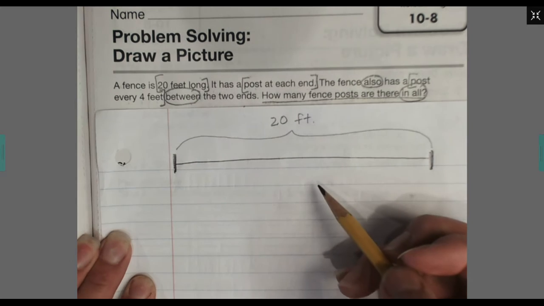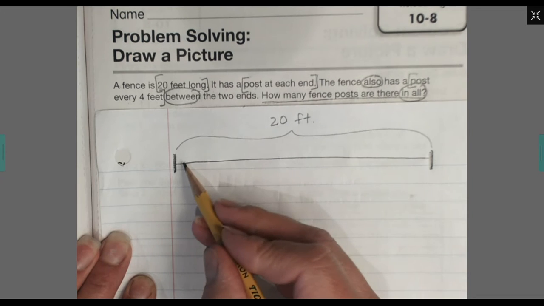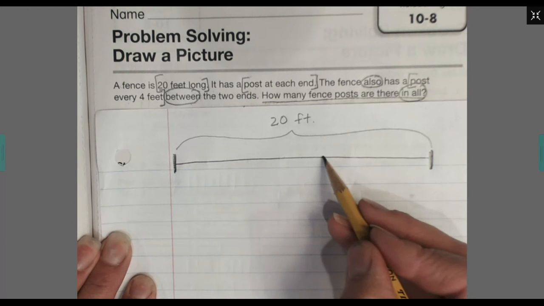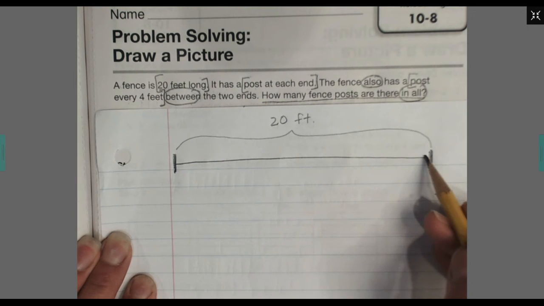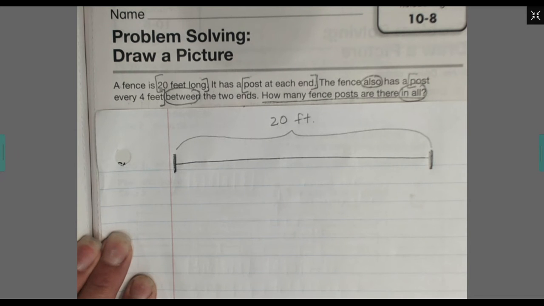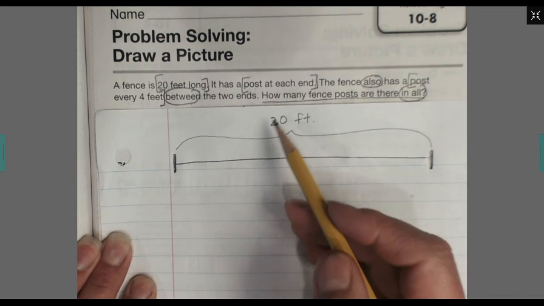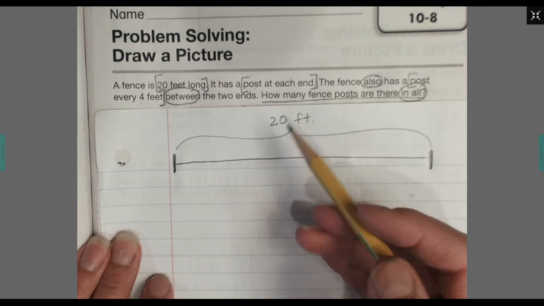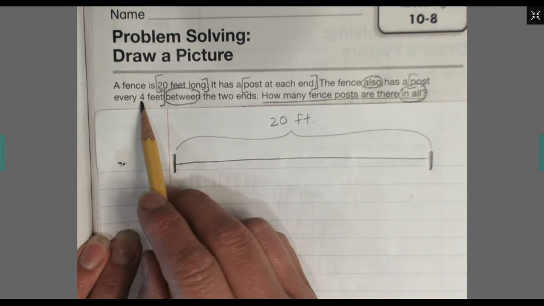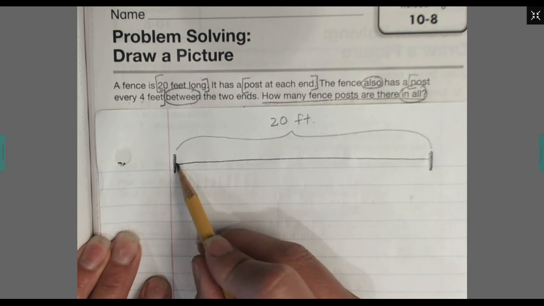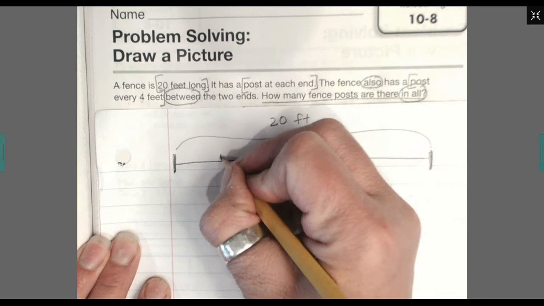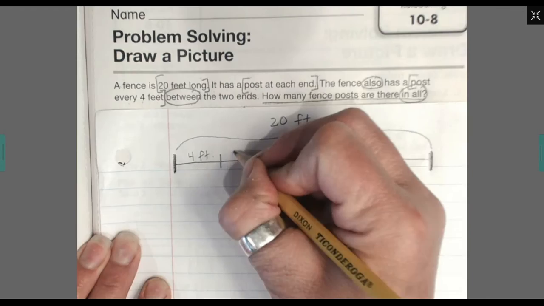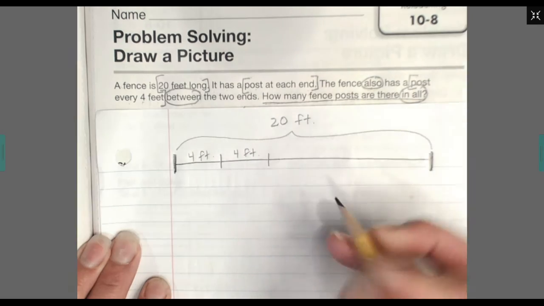So I know that there is going to be 4 foot distances between each of the posts. Now, we want to look at this as a fraction, but we also do some division here. And really, fraction is division, right? So we know that there's going to be a post every 4 feet. So if I was to go out 4 feet, label that 4 feet, and we go out another 4 feet to another post. So really what you want to know is how many 4 feet are there?